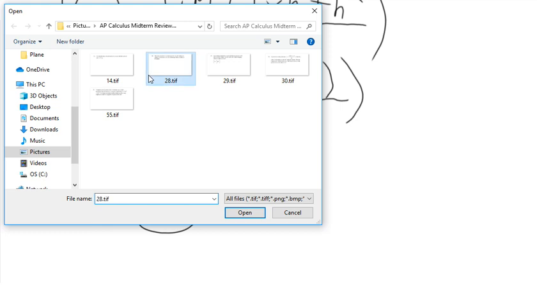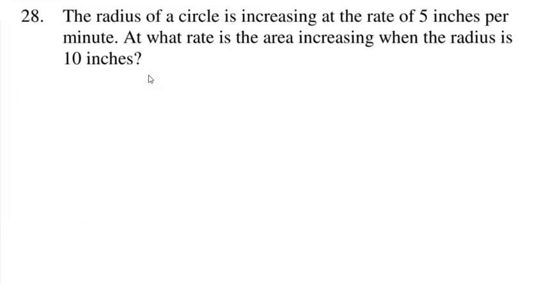All right, next one we're going to do is number 28. This is a related rates problem. So we're looking for the rate at which the area is increasing. So if the area is A, the rate at which the area is increasing, that's going to be dA dt.